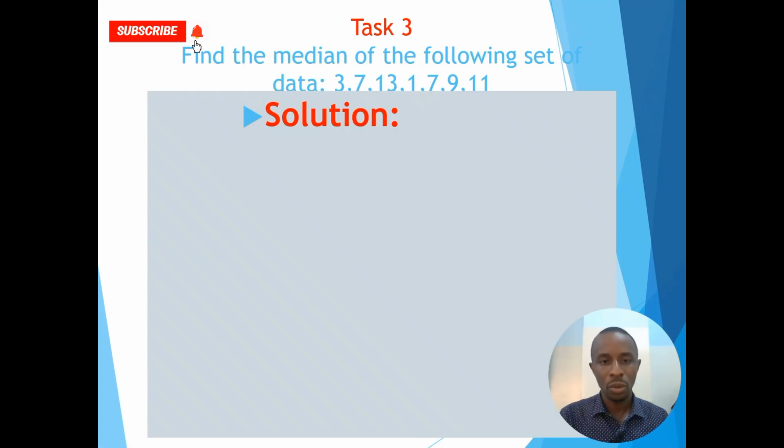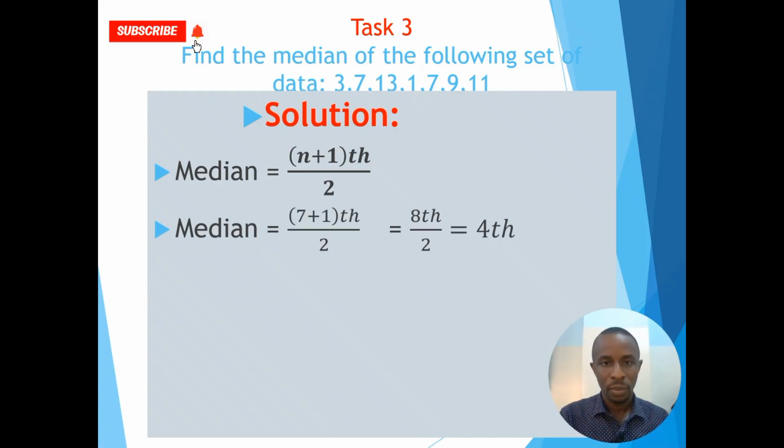Let's take the solution. So in this case, if you check, we have numbers 1, 2, 3, 4, 5, 6, 7. 7 plus 1, that's 8. 8 over 2, 4. This represents the position. It means the fourth number is the middle number. That's after arranging the numbers in ascending or descending order.